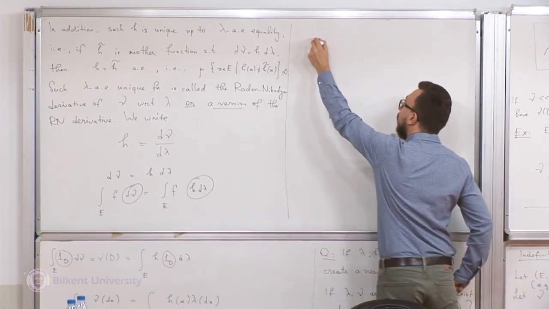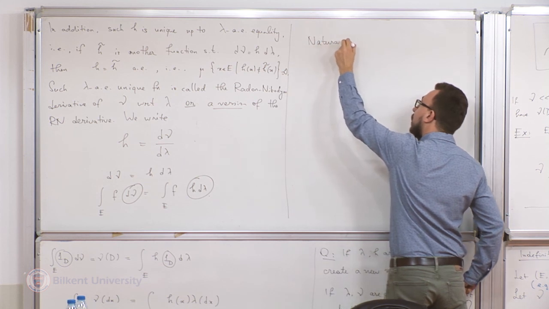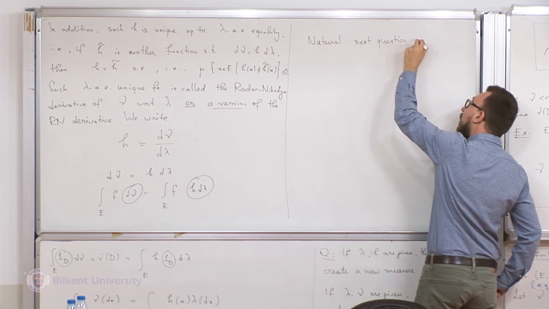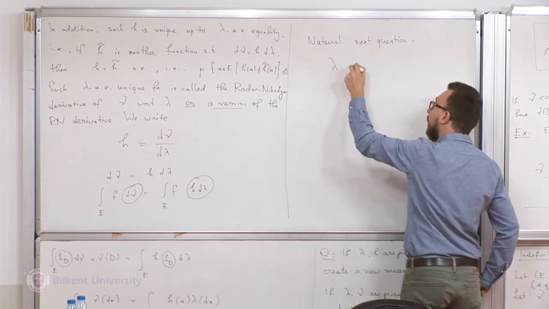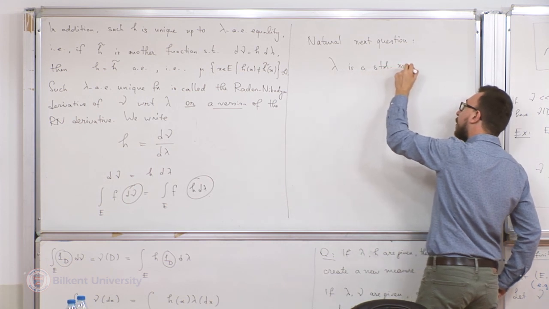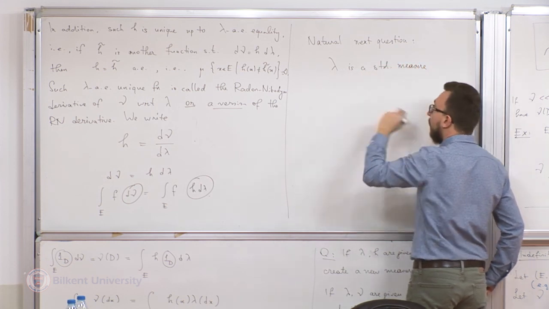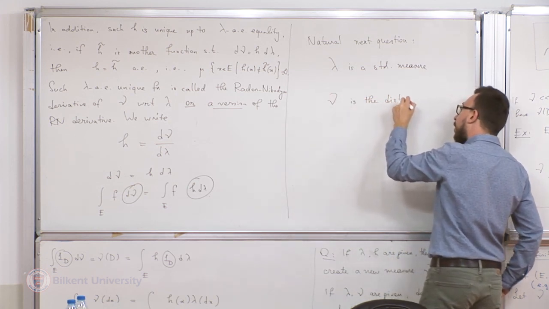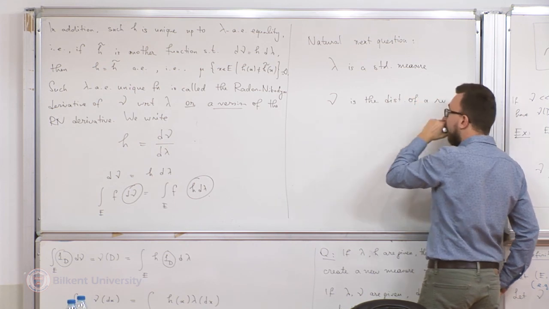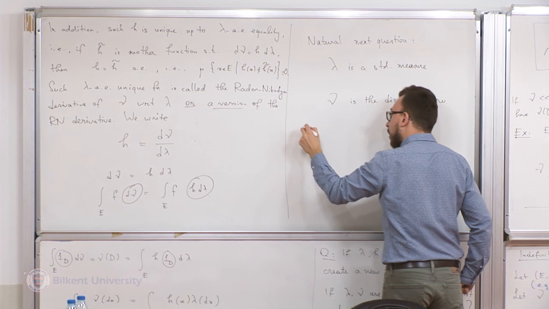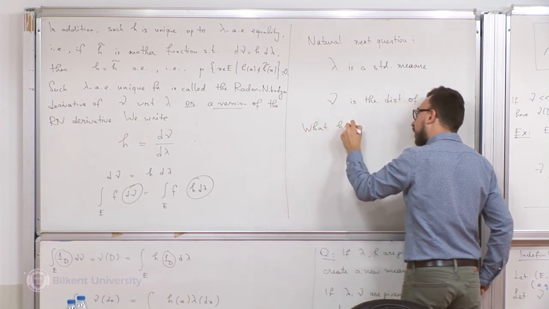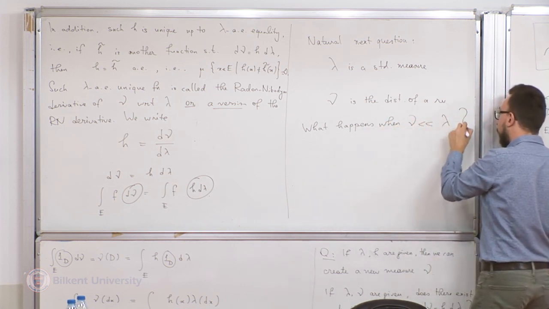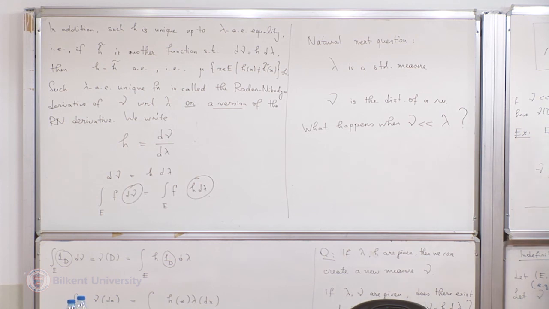So the natural next question is, let's say lambda is a standard measure and nu is the distribution of a random variable. So what happens when nu is absolutely continuous with respect to lambda? This is the next question.